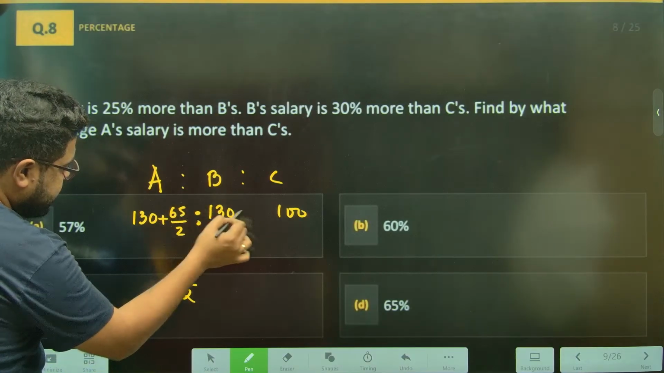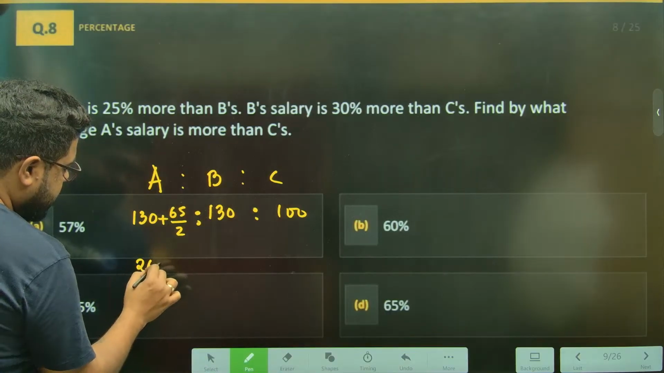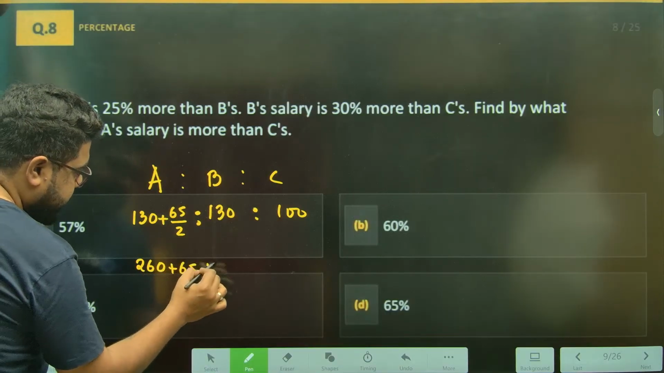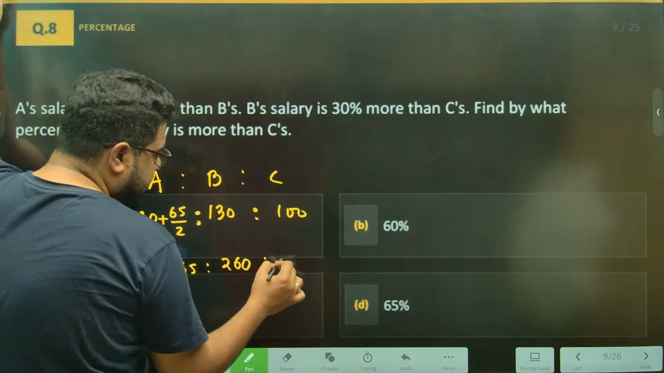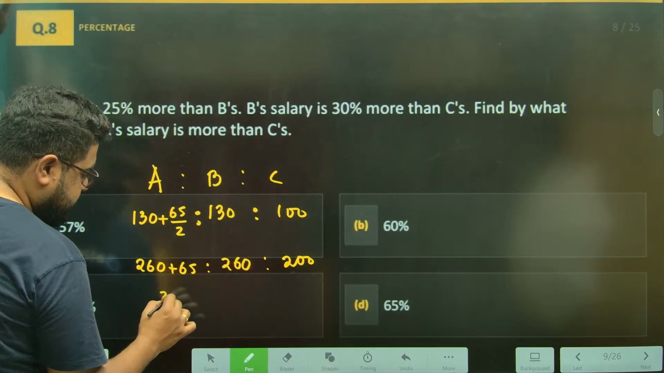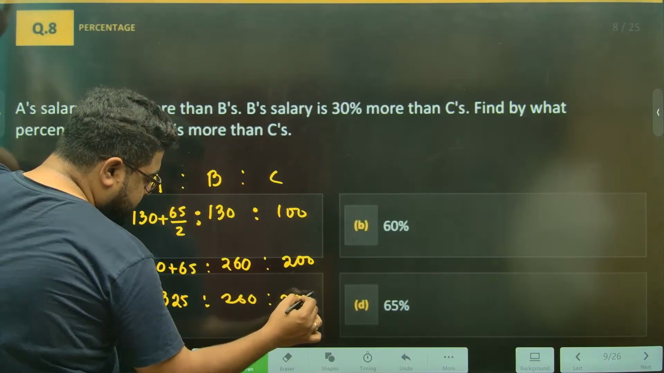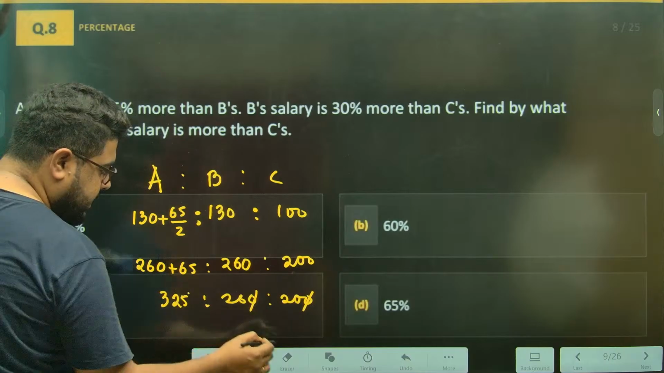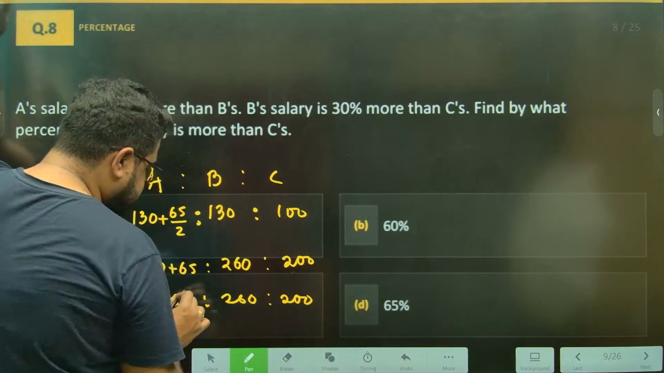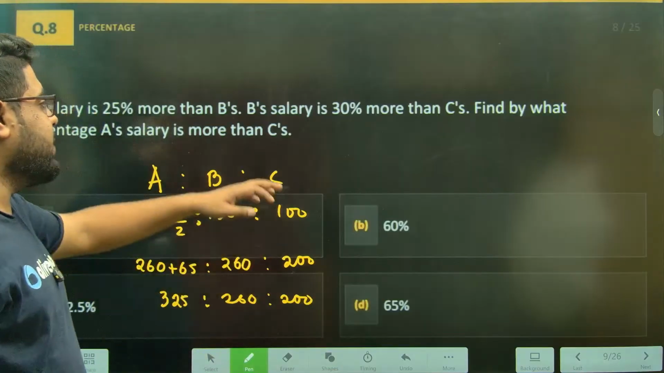Let's do one thing, let's multiply everything by 2. That will be better. 260 plus 65 here, 260 here, and this will be 200 here. I don't want to calculate with fractions. So this is 325, 260, 200. Zeros will cancel, 5 will cancel. Or rather, do I need to calculate?